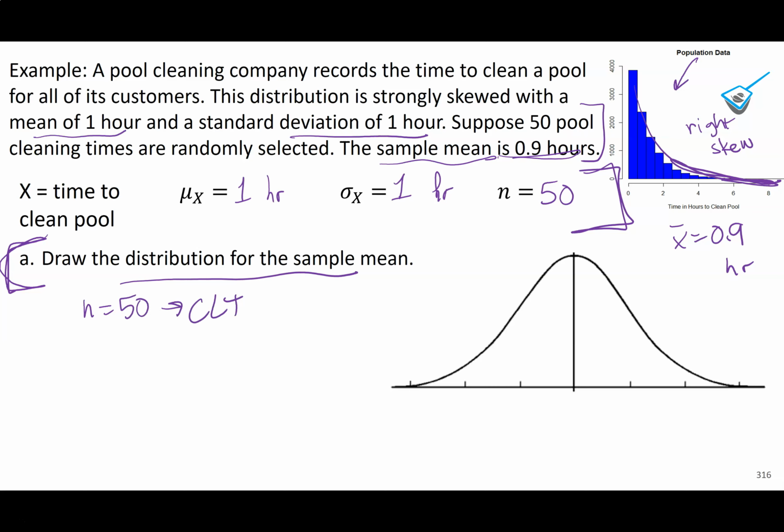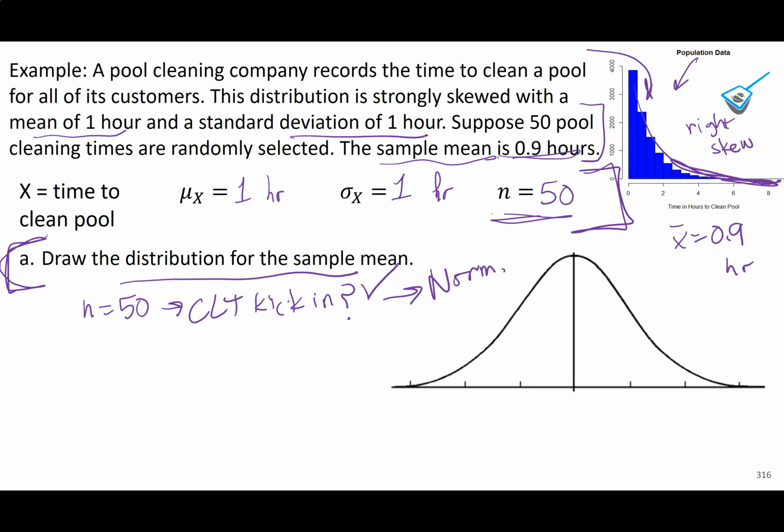Will the central limit theorem kick in? Yes, it should. My sample size is larger than 30. Even though this is really skewed, since it's skewed you'll want a sample of at least 30. 50 is going to be big enough. So this means that we know that the sampling distribution is going to be normally shaped.